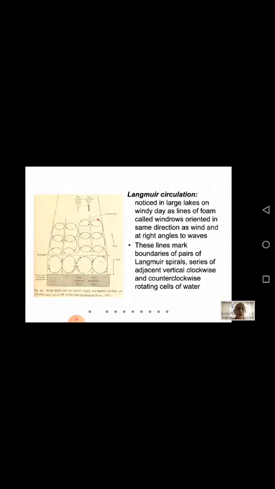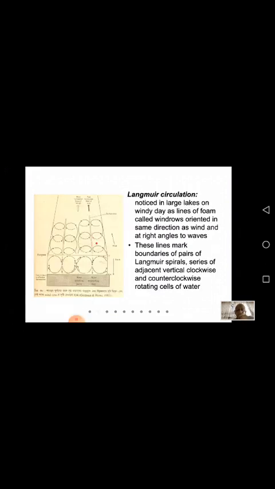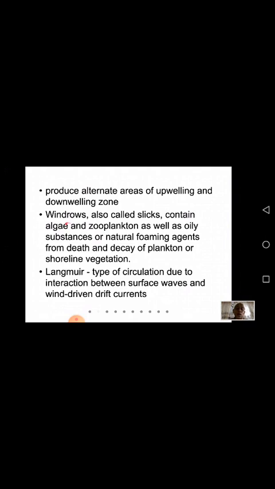So if you have a fatty substance, if you have dead plankton, if you have some other contaminated components from outside, then all of this, with the mixing action, the mixing force, actually forms this kind of windrows. So windrows, also called slicks, contain algae and zooplankton as well as oily substances or natural foaming agents from death and decay of plankton or shoreline vegetation.